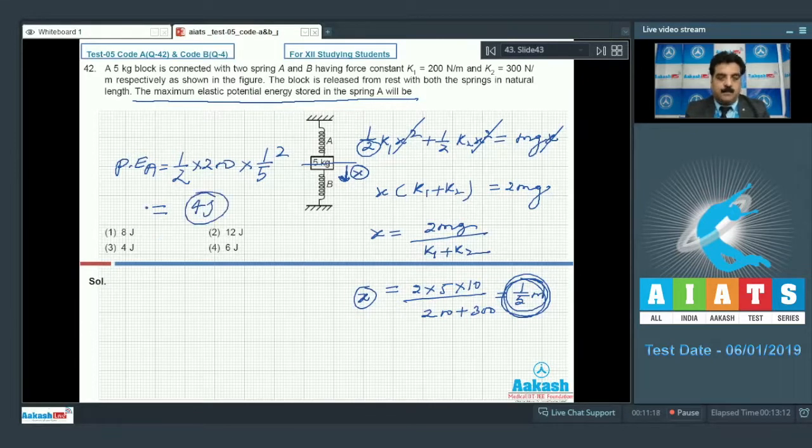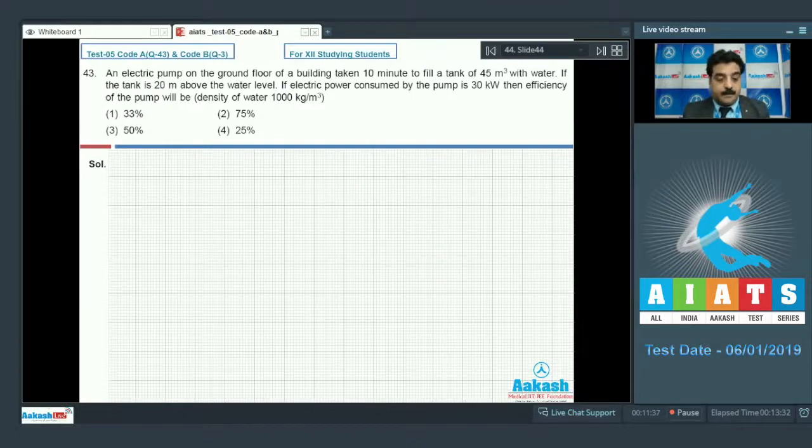So this is the potential energy stored in the spring A. So my option number third will be the correct choice. Let's move on to question number 43. In question number 43, this is a basic question.